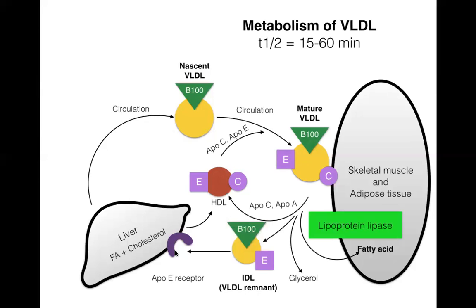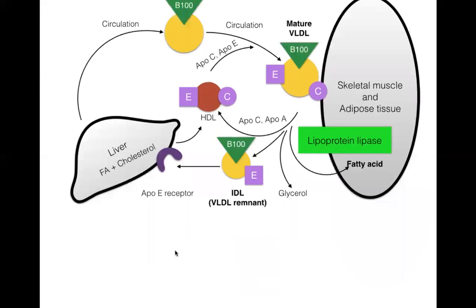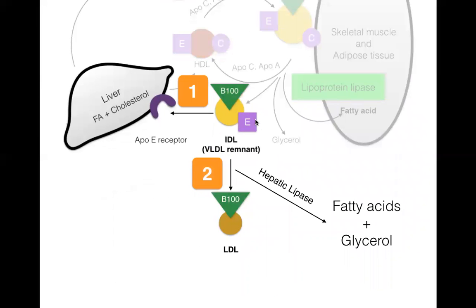So that is one possible fate for a VLDL remnant. However, if it loses ApoE, the VLDL remnant cannot return to the liver, cannot be taken up by the hepatocyte right away, but rather it will be acted upon by an enzyme called hepatic lipase. Now, this hepatic lipase will take out most of the remaining triglycerides. And what is going to be left behind is predominantly cholesterol, thus converting the VLDL remnant into LDL, a lipoprotein that is rich in cholesterol.